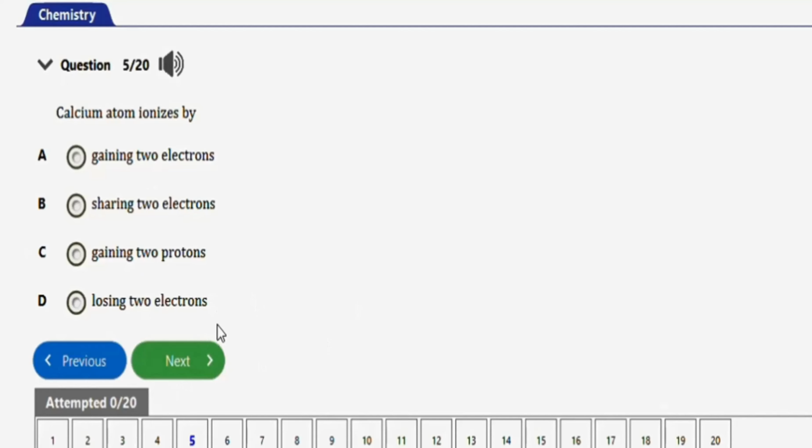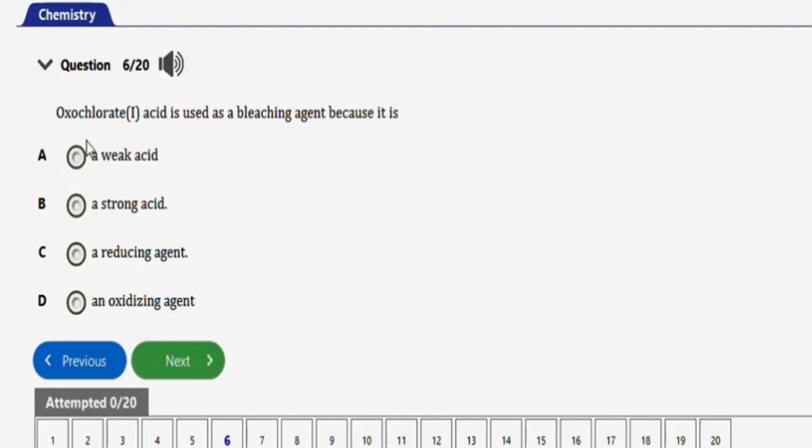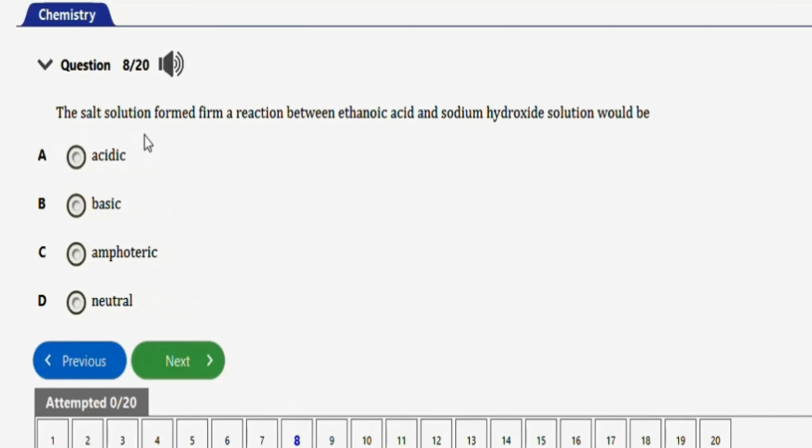So the next question says chlorate(I) acid is used as a bleaching agent because it is an oxidizing agent. Oxidizing agents have the potential for bleaching. Next question says the salt solution formed from the reaction between ethanoic acid and sodium hydroxide solution would be, so the right option will be option B, basic. This reaction will give you sodium acetate, and sodium acetate salt is basic in nature.